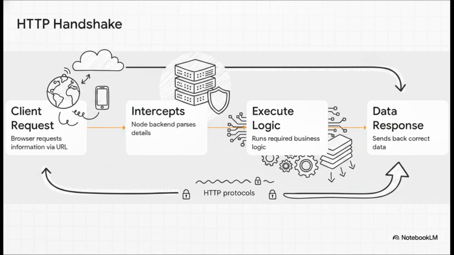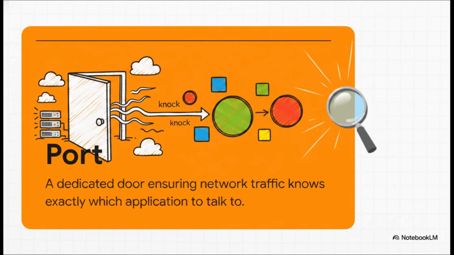It's essentially an infinitely repeating loop. Request, response, request, response, all communicating strictly over HTTP protocols. Now, to actually make this handshake happen locally while you're building the app, we bind our node process to listen on a specific network port, like port 3000.